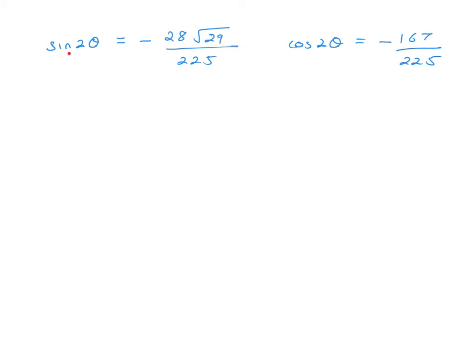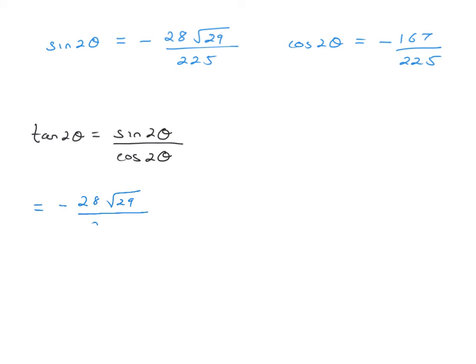Here we have the values for sine of 2 theta and cosine of 2 theta. If you want to know what tangent of 2 theta is equal to, well, by definition, it's sine of the angle 2 theta divided by cosine of the angle 2 theta. I'll take this fraction and divide it by this one. So I'll write that out like this. That's negative 28 root 29 all over 225. This is divided by the second one, which is negative 167 over 225.